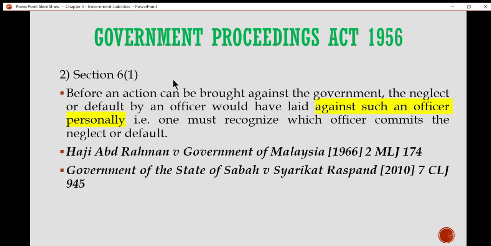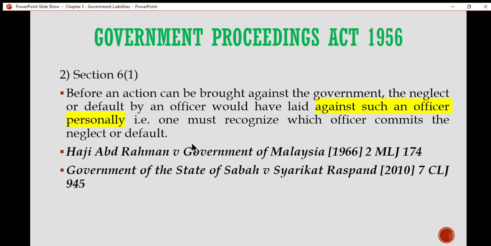The second requirement, based on Section 6, subsection 1: before an action can be brought against the government, the neglect or default by an officer would have given rise to a claim against such an officer personally. One must recognize which officer commits the neglect or default. In other words, we must identify who that government officer is.